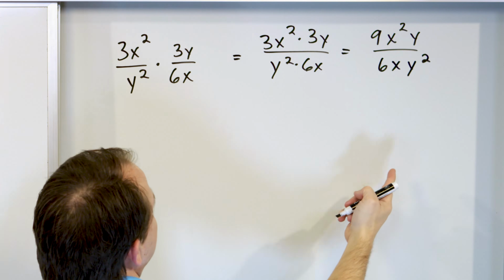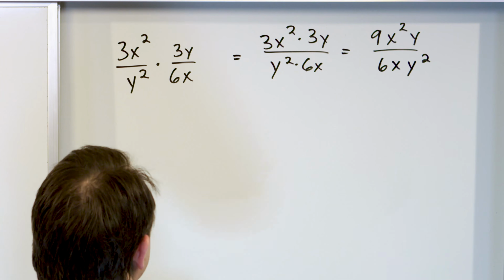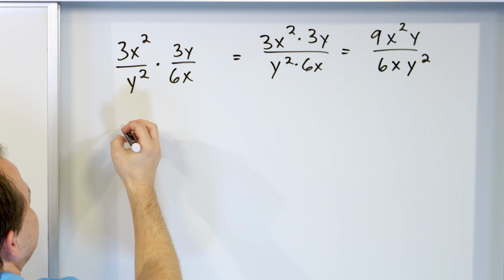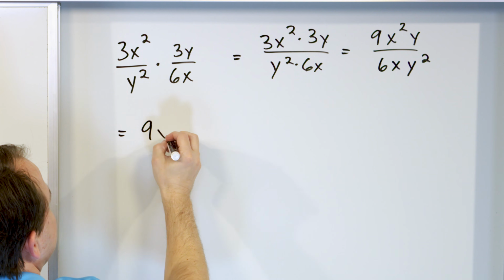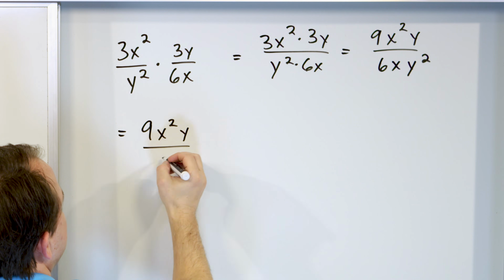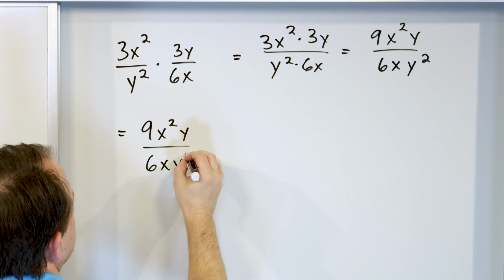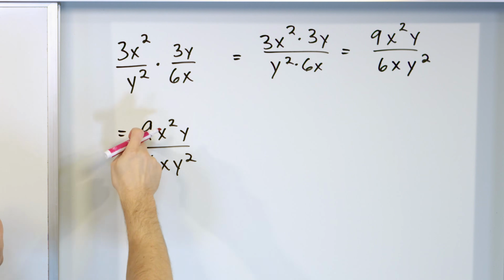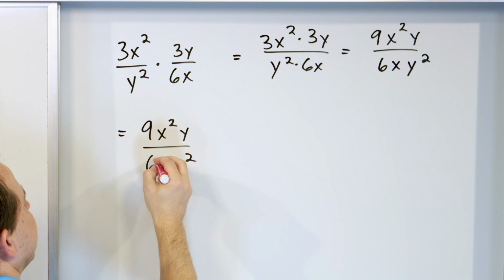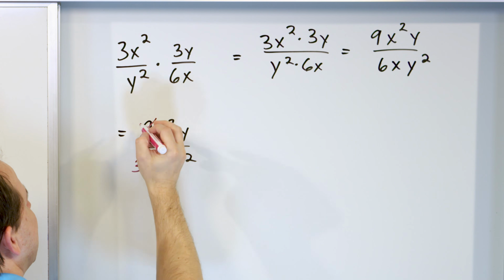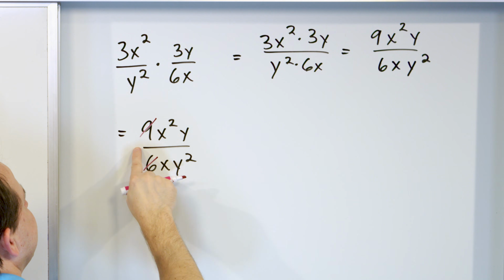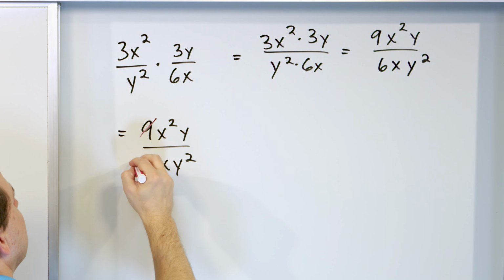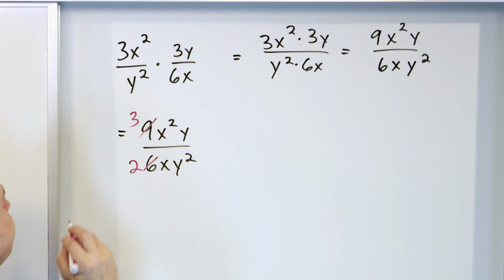Now you see this kind of problem looks exactly like some of the earlier problems we have. So we need to simplify that. Let me go ahead and write it again. 9x squared y, and then we'll have 6xy squared. So again, we try to simplify. We'll divide top and bottom by 3. So 6 divided by 3 is 2, and 9 divided by 3 is 3.